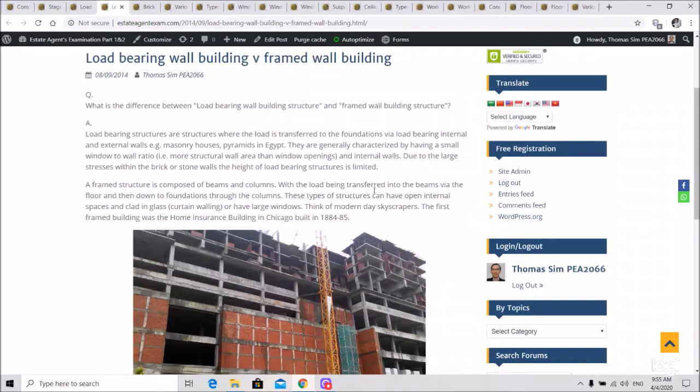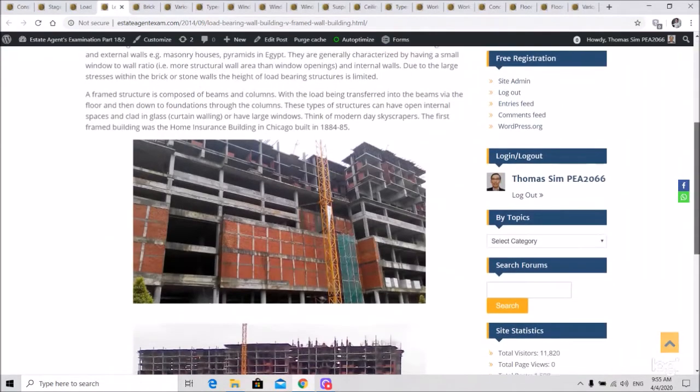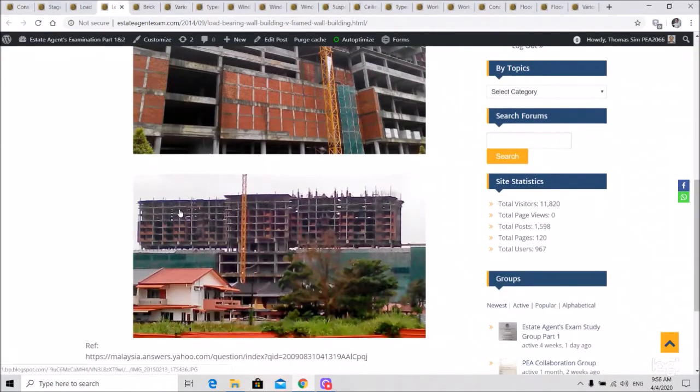So with the load being transferred into the beams via the floor and then down to the foundation through the columns. So all this goes down to the ground through the beams and the columns, and then at the end supported by the foundation that is beneath the building.